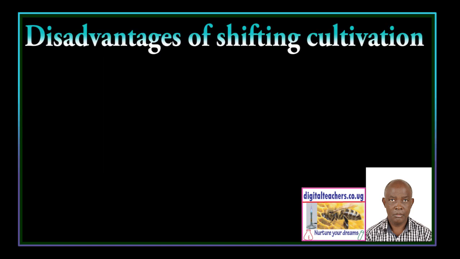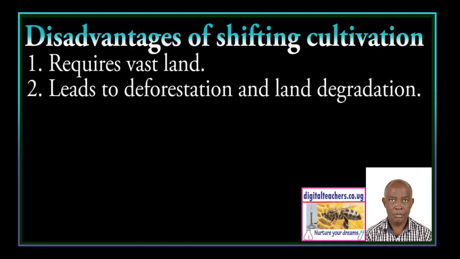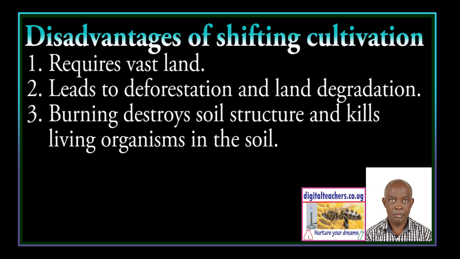Disadvantages of shifting cultivation: requires vast land, leads to deforestation and land degradation, burning destroys soil structure and kills living organisms in the soil.